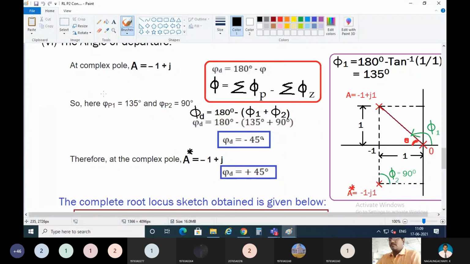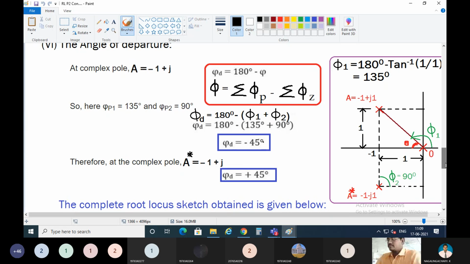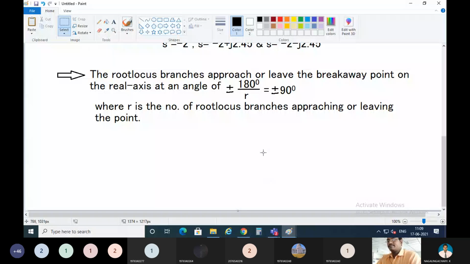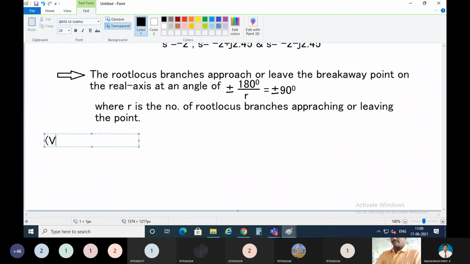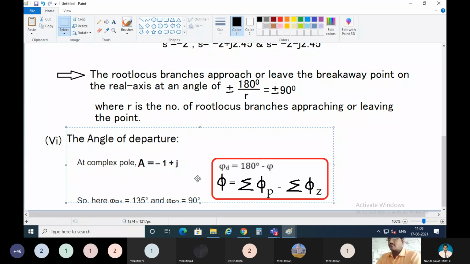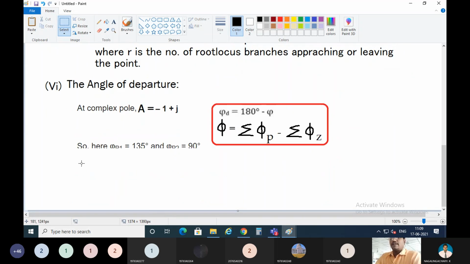So this is the angle of departure formula. Next one is the sixth point, angle of departure. How to calculate the angle of departure?